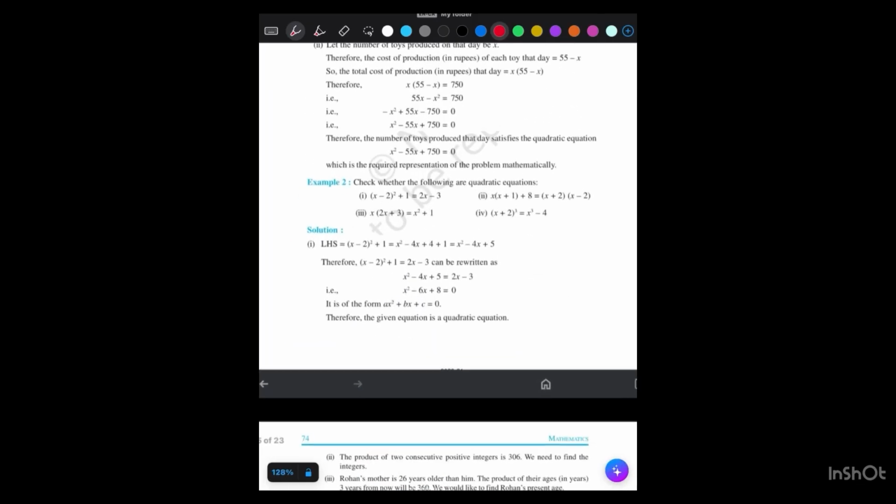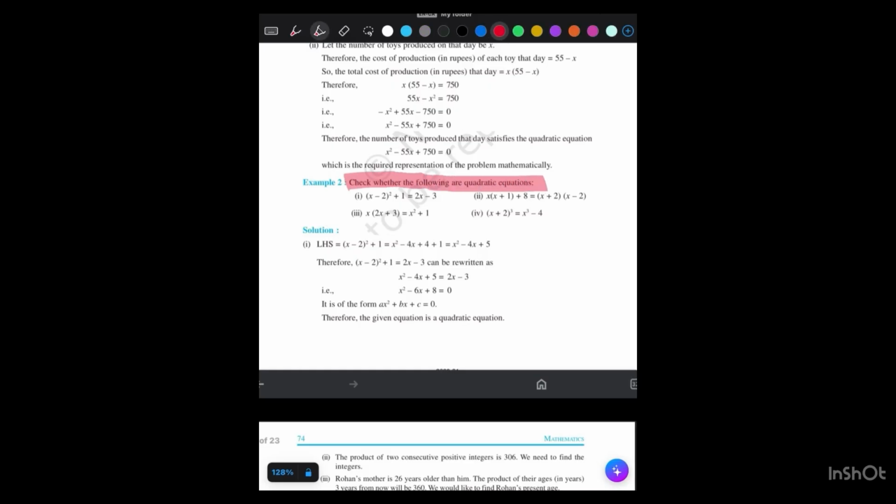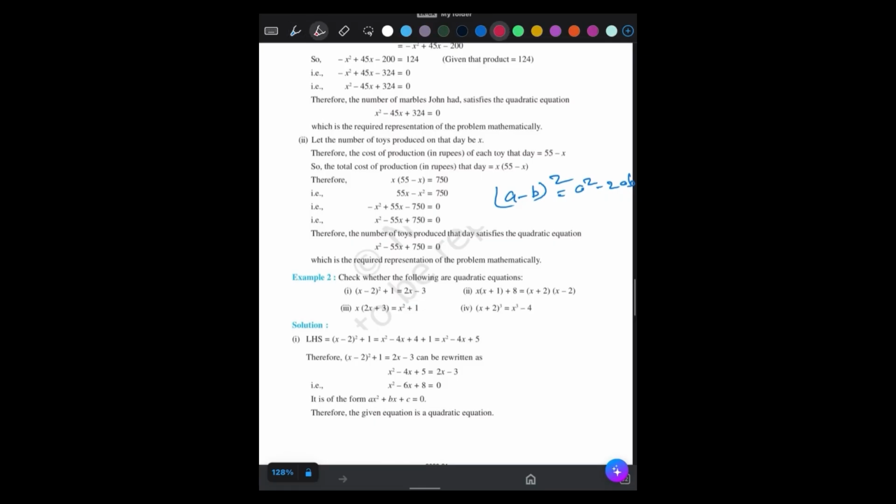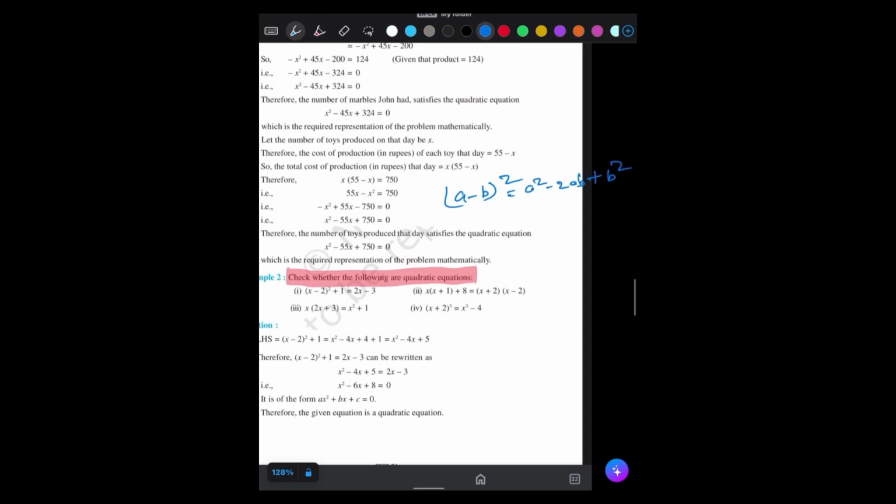Before that, check whether the following is quadratic. Before entering into the problem, we need to see one thing: check whether the following is a quadratic equation or not. So how to find it out? Let's take that example. First one: x minus 2 the whole square plus 1 is equal to 2x minus 3.